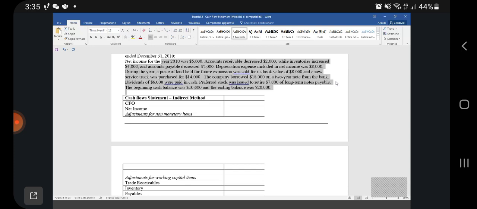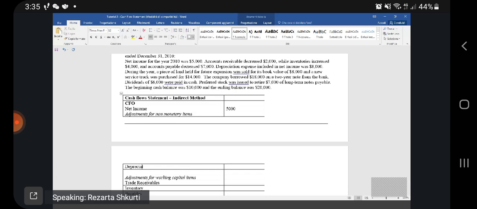It's fairly easy, promise. For example, net income. Net income is over here. It's 5,000. Good. Adjustment for non-monetary item. Depreciation. Depreciation is over here. 8,000. We have to add it back. Then we work with the trade receivables and so on, but you can continue.